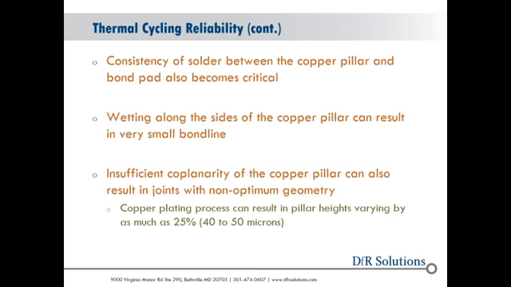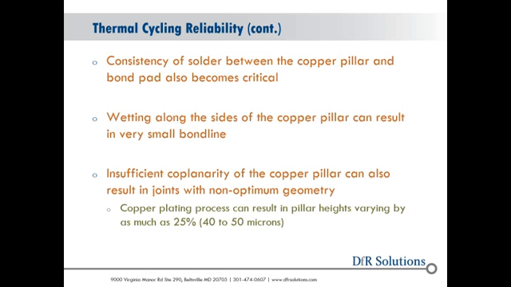So also, as we talked about, the consistency of the solder becomes very critical. We don't want any wetting along the sides. It can result in a very, very small bond line. We can also get insufficient coplanarity of the copper pillars, and depending upon the manufacturer, you can have variations as much as 25%, so 40 to 50 microns. That may not be much for the copper pillar, but that can be a lot for the solder joint underneath it. So some solder joints can work out to get a really nice joint, and others can be much thinner based upon that variability.